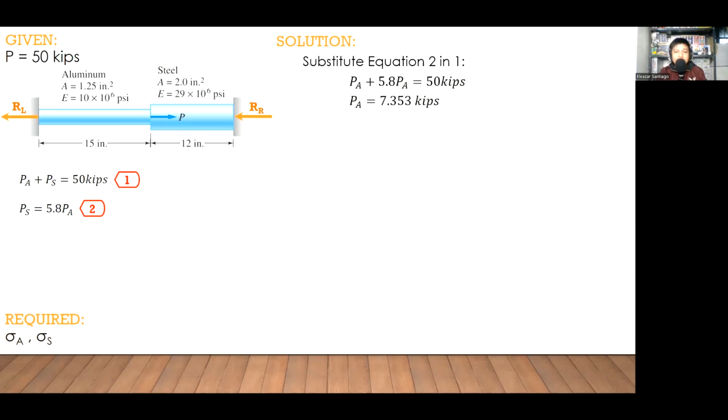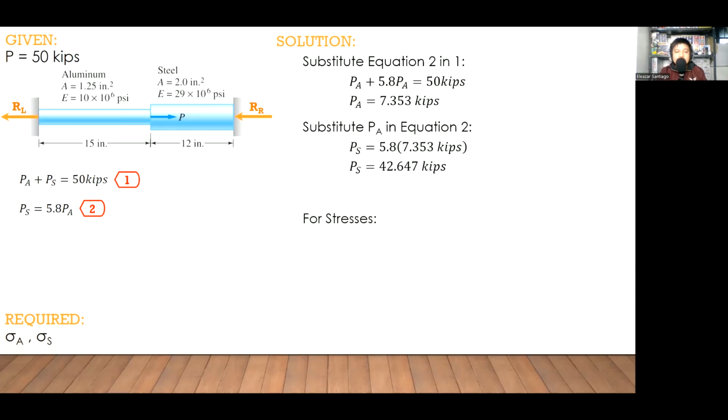Knowing the value of PA, let us substitute this in equation number 2 for us to obtain the value of our P sub S, wherein P sub S is equal to 5.8 times the working value of PA, which is 7.353 kips. Thus, for PS, or the force or internal reaction for the steel, it is 42.647 kips.